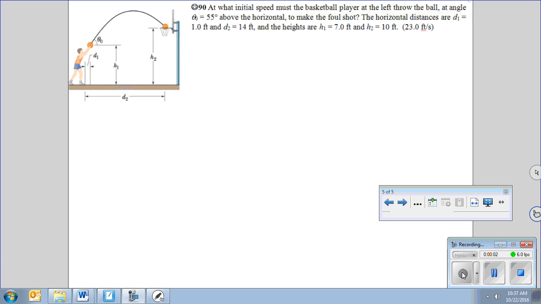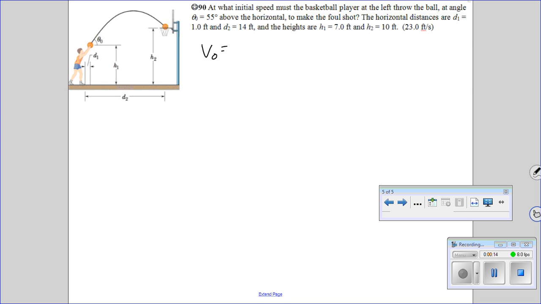All right, this is problem number 90 out of chapter 4 of the Halliday and Resnick textbook. So here we go. We've got this basketball guy over here, and the question says, at what initial speed, so we're trying to find our v naught, does the basketball have to be thrown if he throws it at an angle of 55 degrees above the horizontal to make the foul shot?